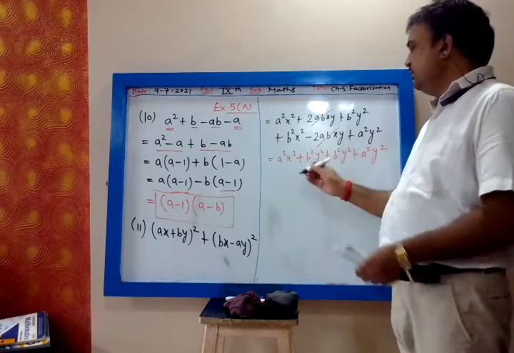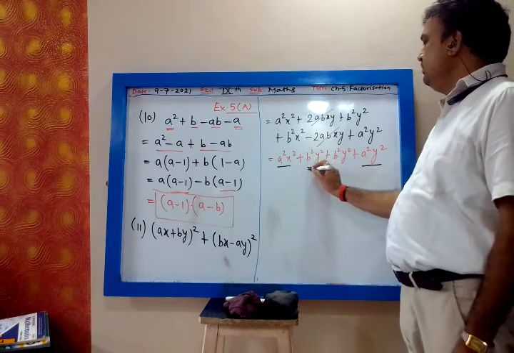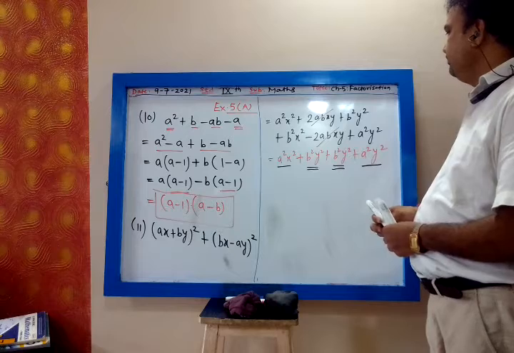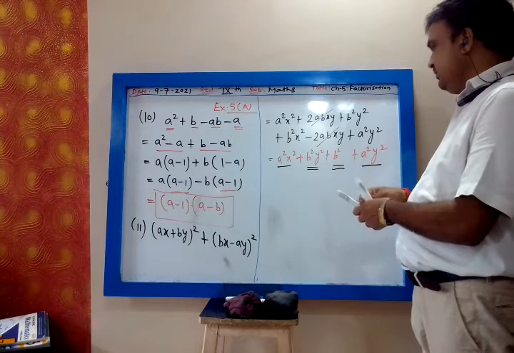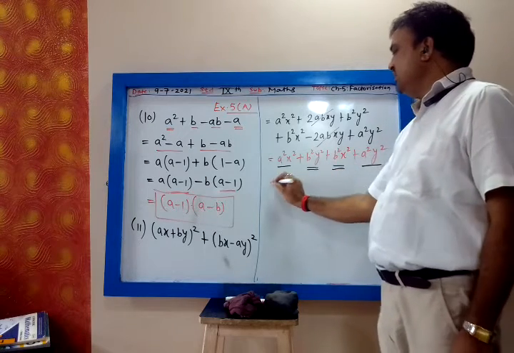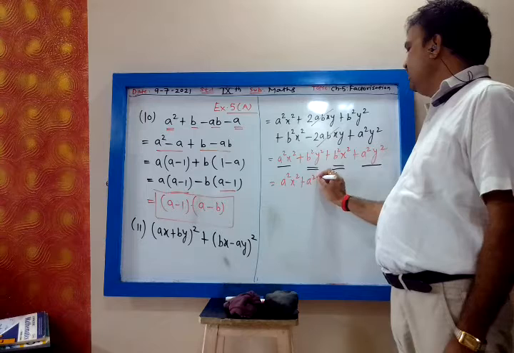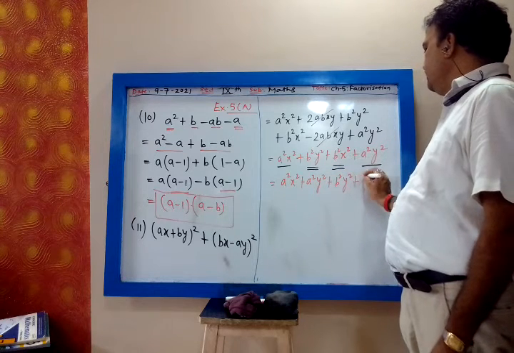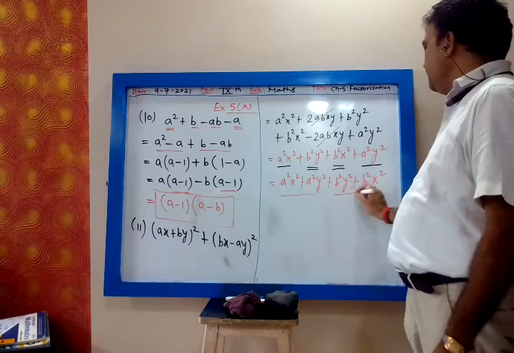We have to do the grouping. a square x square and a square y square I will take together, and b square x square and b square y square I will take together. So that is a square x square plus a square y square plus b square y square plus b square x square. I have done the grouping: these two together, these two together.